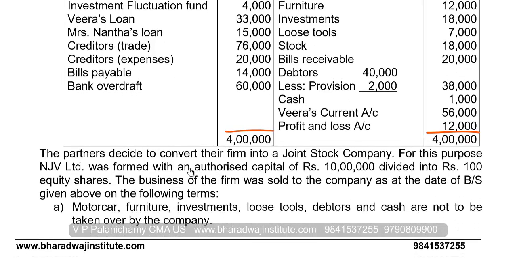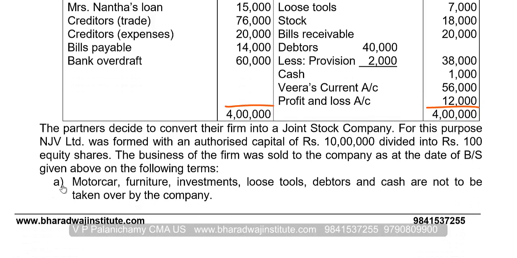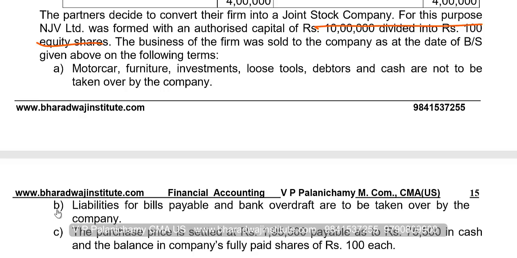Then, partners decide to convert their firm into a company. For this purpose, a new company is formed with an authorized capital. Authorized capital doesn't matter for us. Read further. The business is sold. Look at point A. Motor car, furniture, investment, loose tools, debtors and cash are not to be taken over.